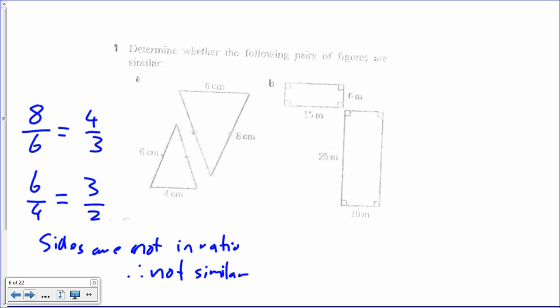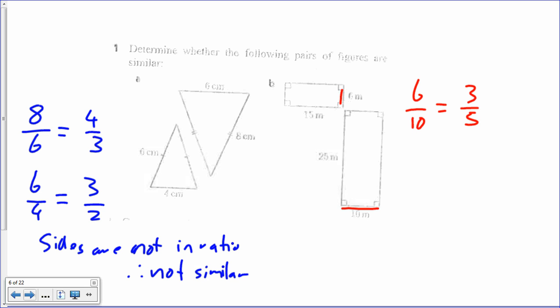So they're not similar because the sides are not in the same ratio. So the second one, we do the same thing. I'm going to start off with these sides. So it's going to be 6 over 10. So that equals 3 over 5.